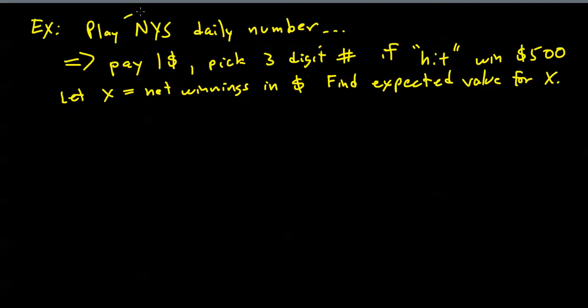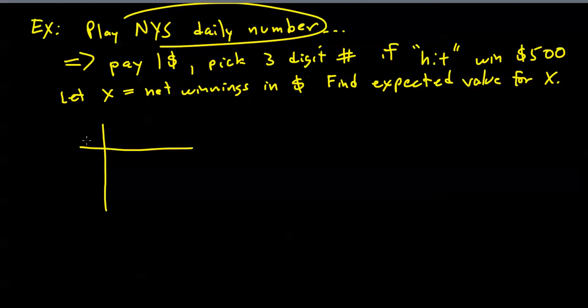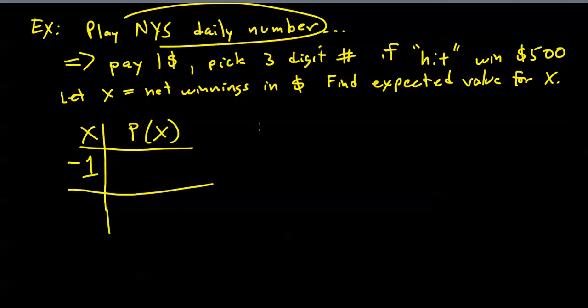Alright, if you're playing the New York State daily number, well, there's two outcomes essentially. You either win or you lose. Now you win or you lose, of course, with different payouts. If you lose this game, well, you're out the dollar. So my net winnings in that case would be negative 1. If I win this game, well, remember x is net winnings, so I take my $500, subtract off the dollar I spent, and I've got a net gain of $499.